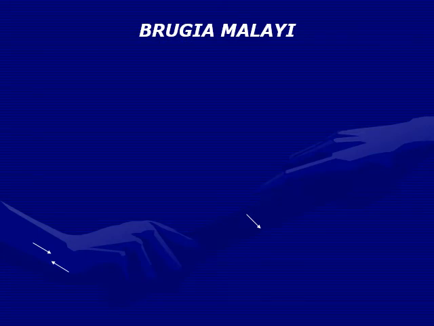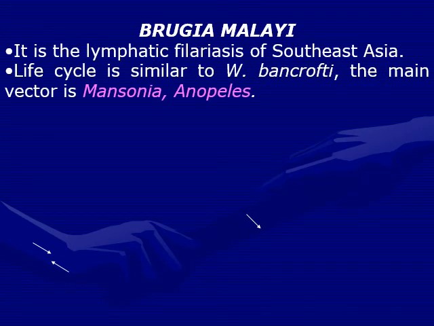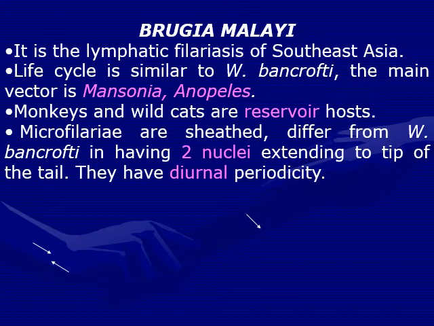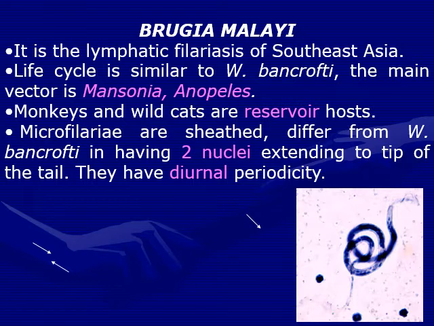Now we come to Brugia malayi, which is the Asian type of lymphatic filariasis. The life cycle is similar to Wuchereria bancrofti, and the main vectors are Mansonia and Anopheles. Mansonia is also from the tribe Culicini, like Culex and Aedes. Monkeys and wild cats are reservoir hosts for Brugia malayi. Microfilariae are sheathed and differ from Wuchereria bancrofti by having two nuclei extending to the tip of the tail, and they have diurnal periodicity. This is the microfilaria of Brugia with the two nuclei here.